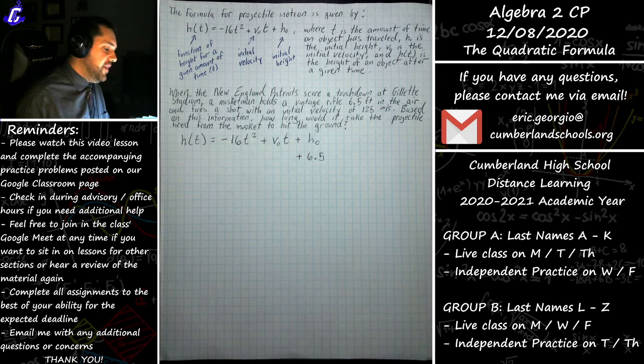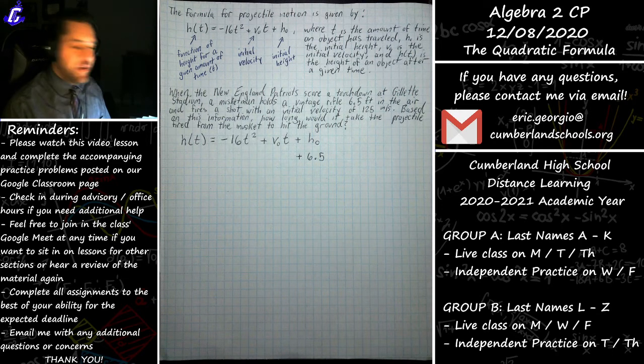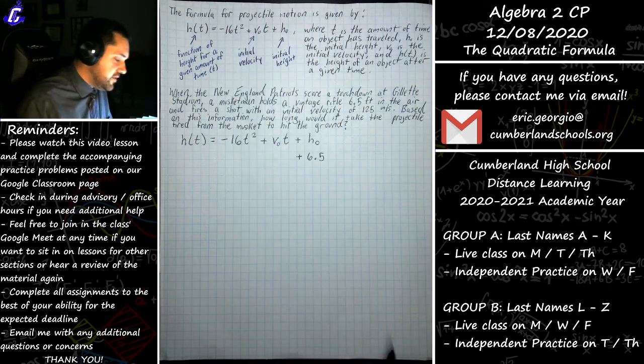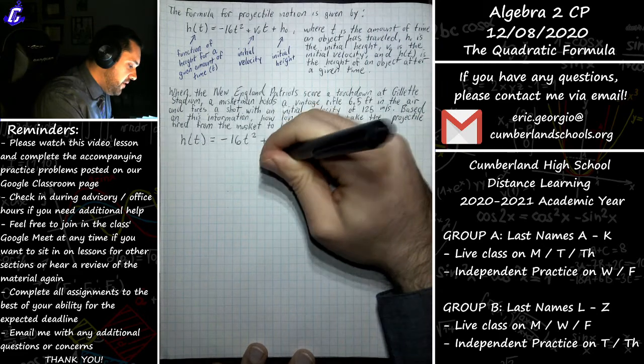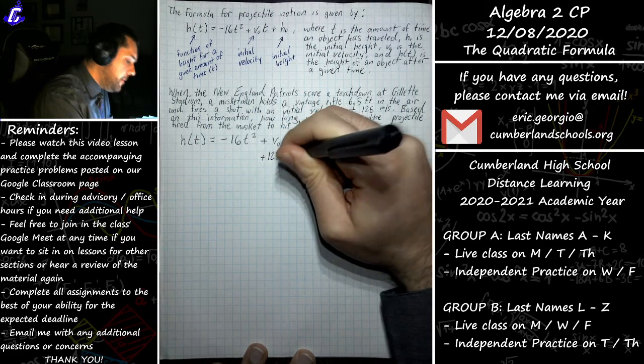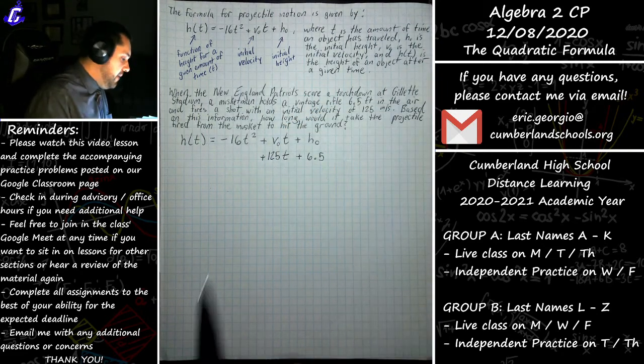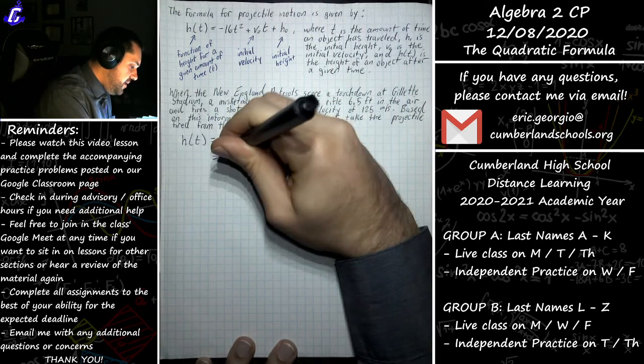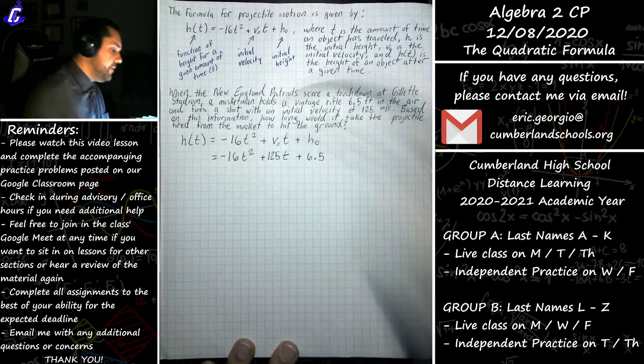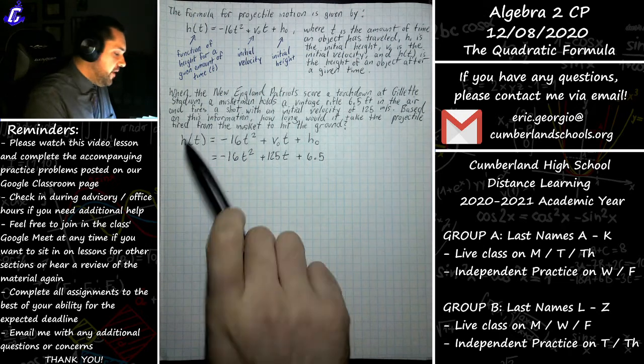It fires a shot with an initial velocity of 125 meters per second. Well, where's my initial velocity? It's right here. I'm going to fill that in with plus 125 times t. And my negative 16t squared stays the same. Lastly, we're looking for h of t.